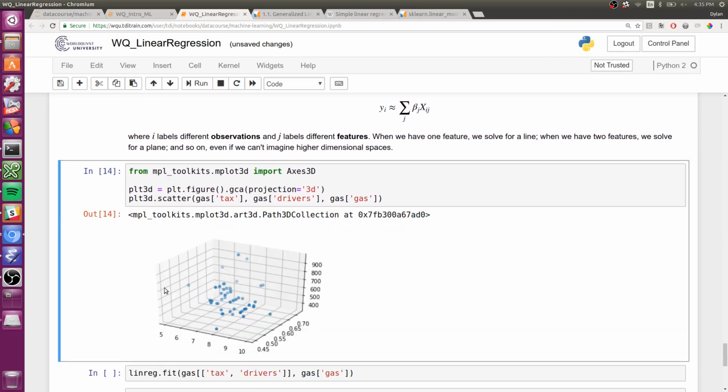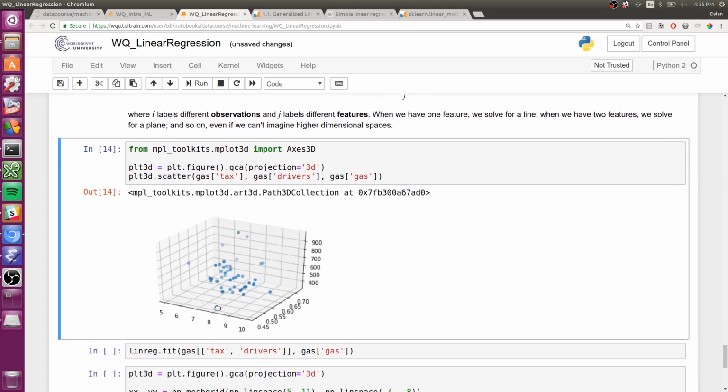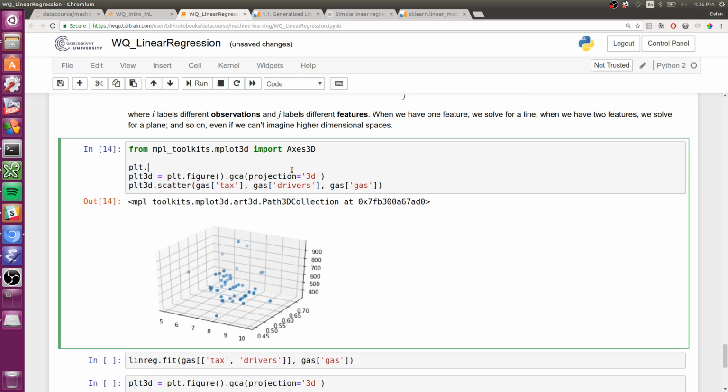And we can try and visualize, at least in 3 dimensions, 2 of these variables together, 2 of these features together. So we have on this axis the gasoline tax, on this axis the percent of the population that's driving, and then on this axis we have the gas consumption. And I realize this is maybe not so easy to see or understand.